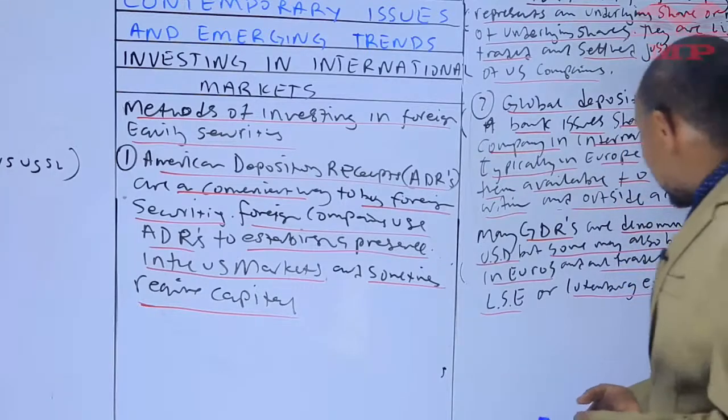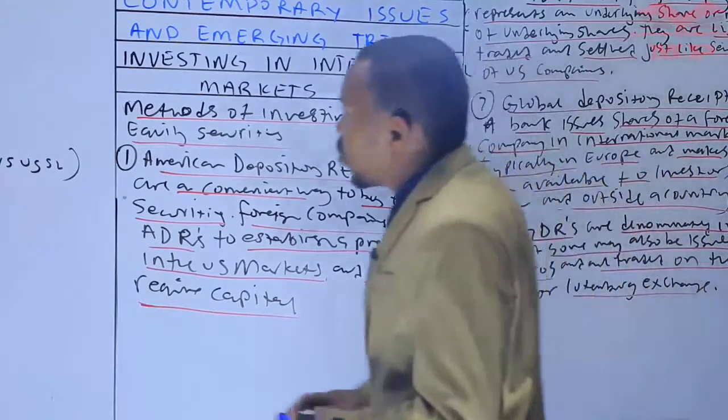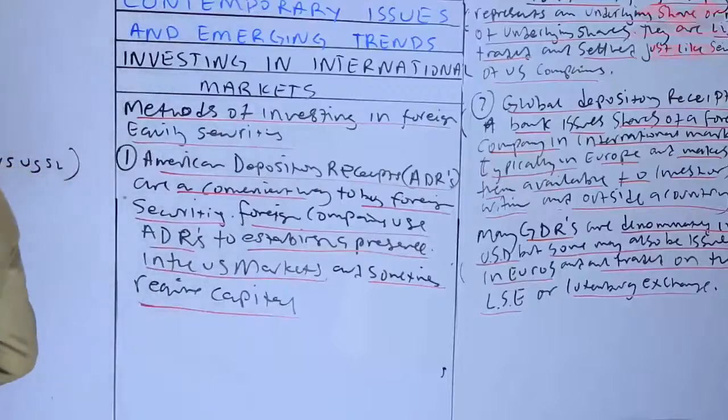Once we've discussed the second one, global depository receipts, we move over to this other side and discuss others. Foreign direct investment.